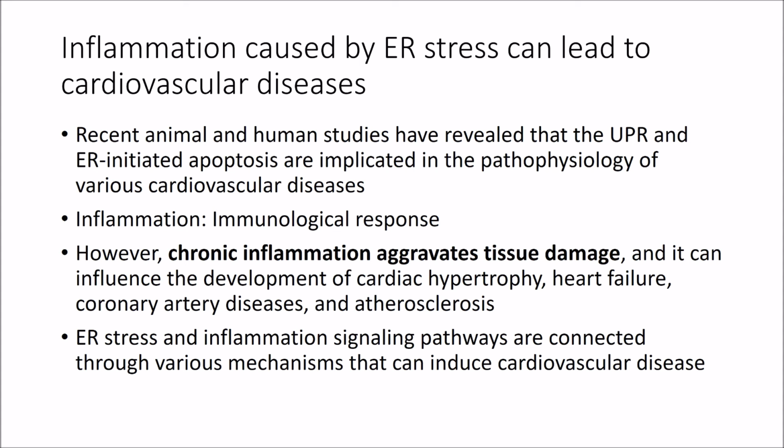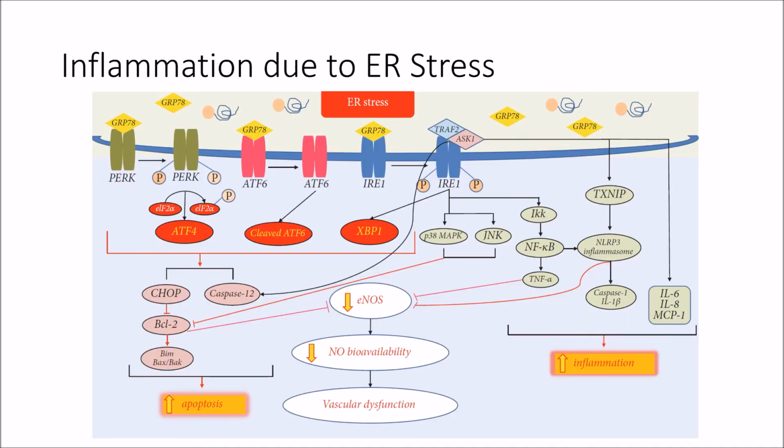Inflammation is an immunological response to infection or tissue damage and protects the body from such injuries. Chronic inflammation aggravates tissue damage, and it can influence the development of cardiac hypertrophy, heart failure, coronary artery diseases, as well as atherosclerosis. ER stress and inflammation signaling pathways are connected through various mechanisms that can induce cardiovascular disease. We focused on the apoptosis pathway earlier, so now let's look at how ER stress can contribute to the inflammatory signaling pathway.